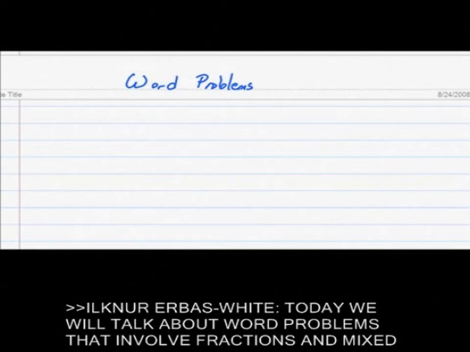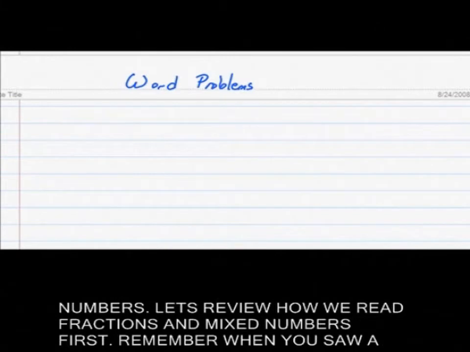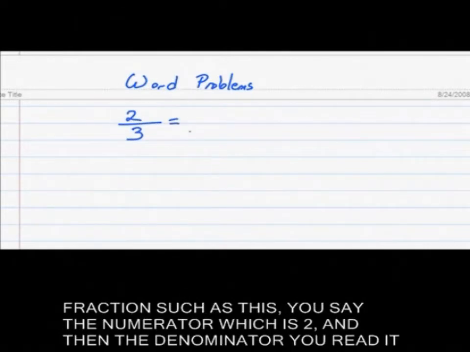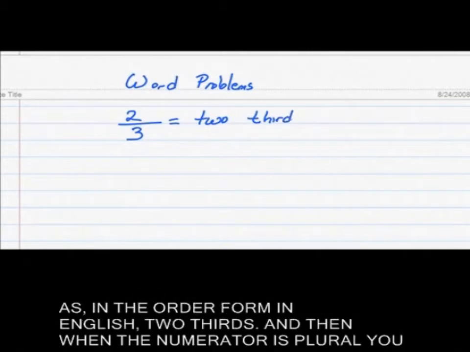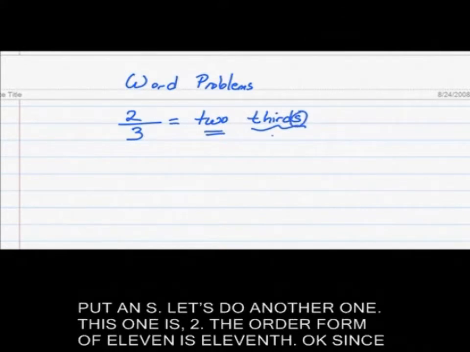Today we will talk about word problems that involve fractions and mixed numbers. Let's review how we read fractions and mixed numbers first. Remember, when you see a fraction such as this, you say the numerator, which is 2, and then the denominator, in the ordinal form in English: 2/3. When the numerator is plural, you put an S.